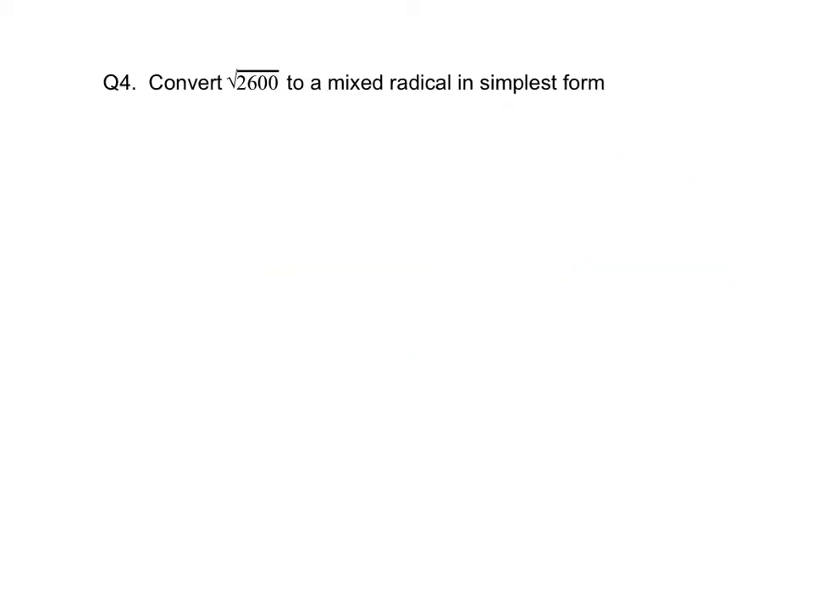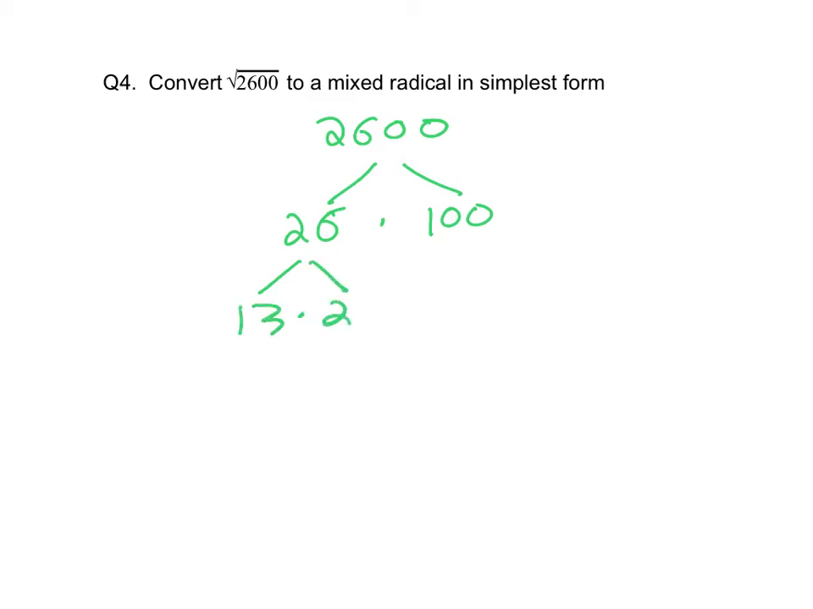Here's a larger number to work with, 2,600, and we want to convert that to a mixed radical in simplest form. Let's do our prime factorization again. Okay, so it's clear to me that 26 times 100 will work here, so that's what I'm going to start with. How could I break 26 down into two factors? Well, this is the same thing as 13 times 2.